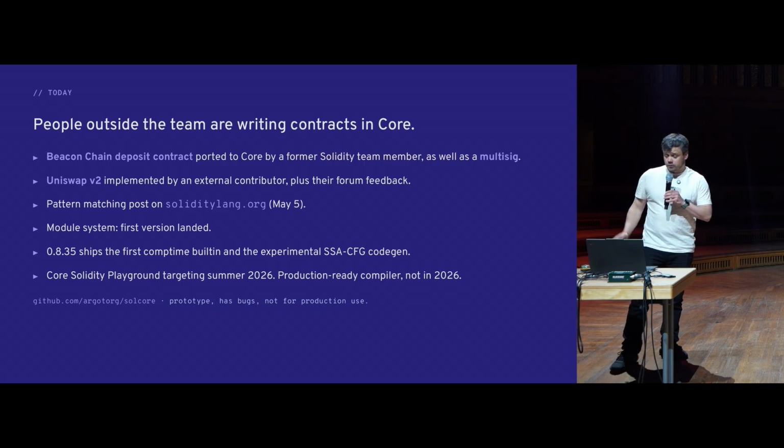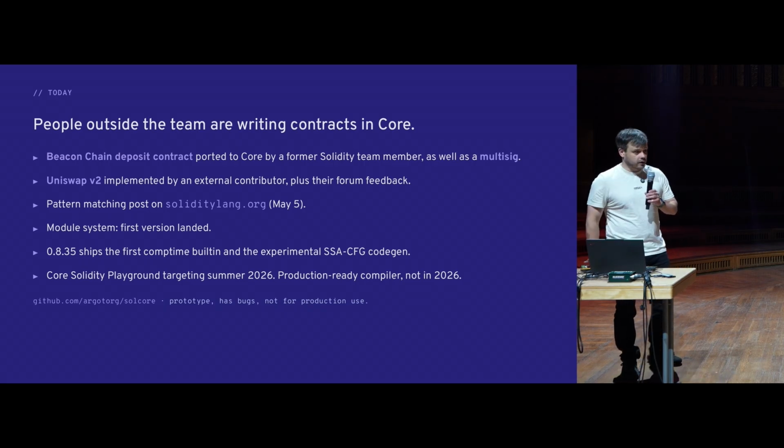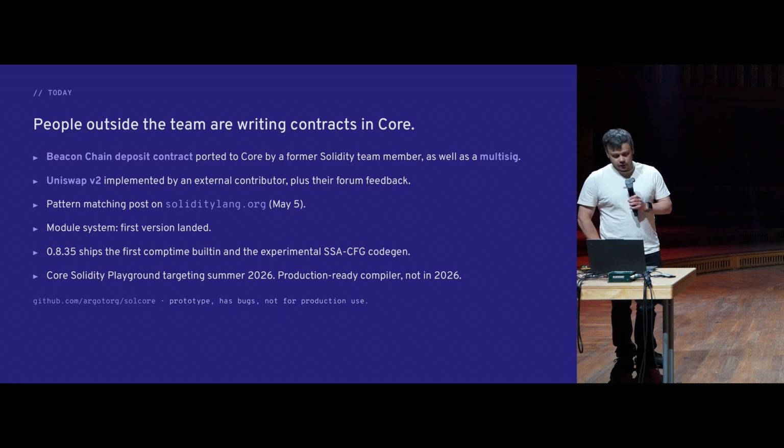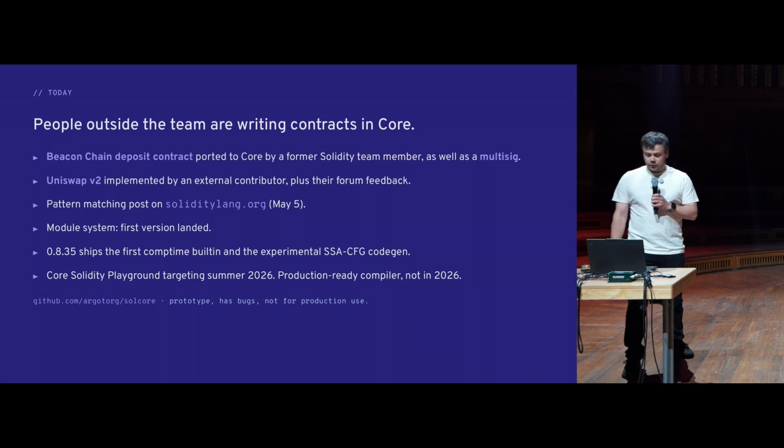So I encourage anyone here who'd be interested to also give it a go and open a thread on our forum or come and find me if you have any feedback. You can play around with the language, but please don't use it for production yet. That would be a little bit risky, I think.